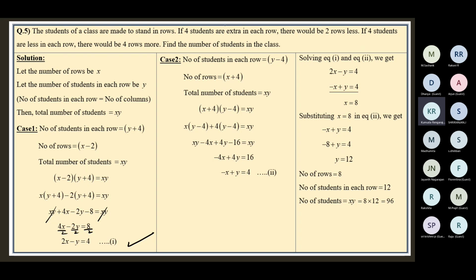In the same way, construct the second equation and solve the 2 equations to find the values of X and Y. But the question is to find the total number of students in the class, which is XY. So after finding X and Y, that is the number of rows and number of students in each row, X into Y, 8 into 12, is 96. There are 96 students in the class. Is that fine, children? Yes, ma'am.